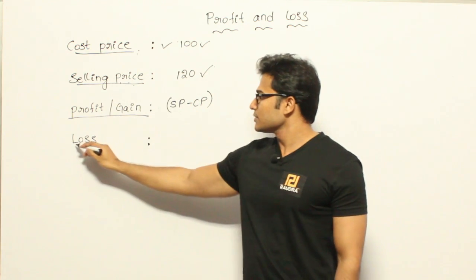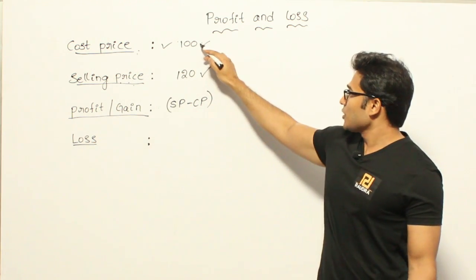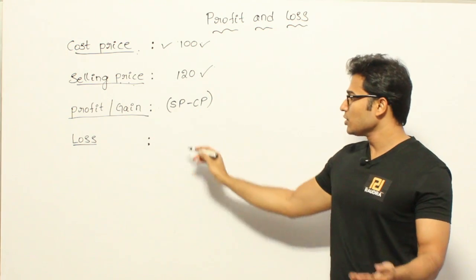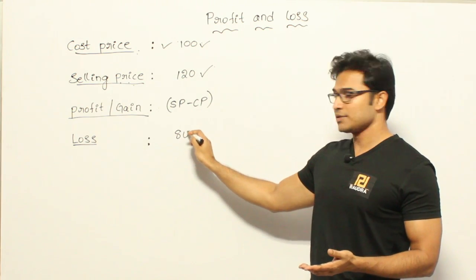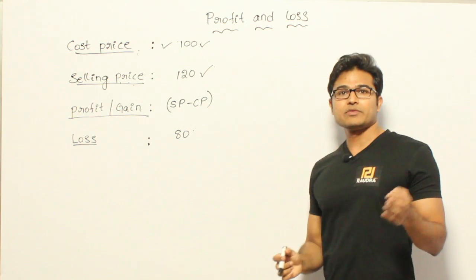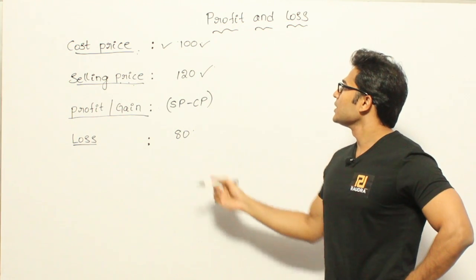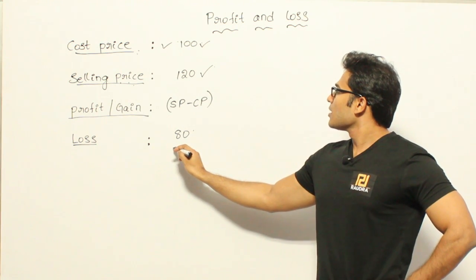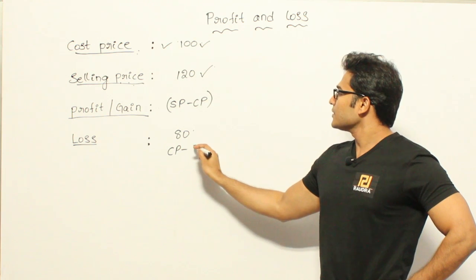So selling price minus cost price is going to be your profit. And what about loss? Sometimes your cost price is 100 and you sold the product at, let's say, 80 rupees, which means you are losing 20 rupees. That is going to be the loss. So loss is nothing but cost price minus selling price.